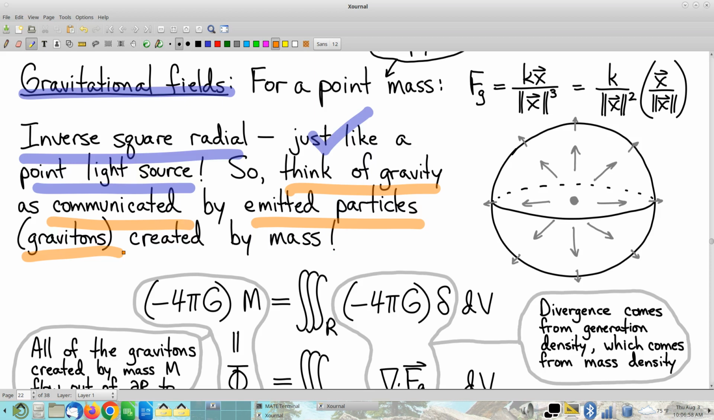In the same sense that light bulbs emit photons, likewise, mass emits gravitons. Weird way to think about gravity, but again, the algebra lines up perfectly. So very useful. Now, to the question of, is this real? Is there really such a thing as a graviton?